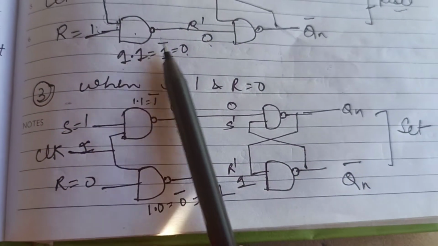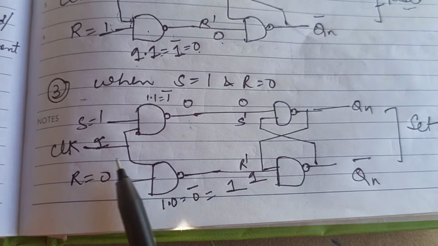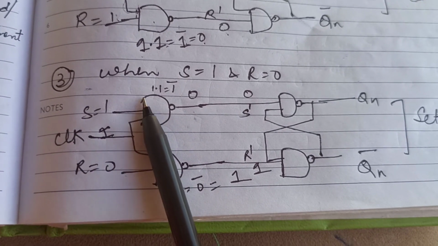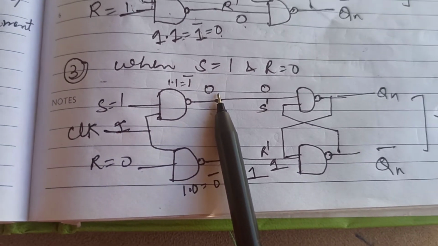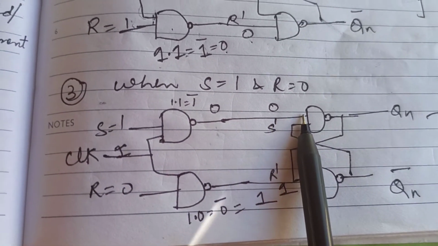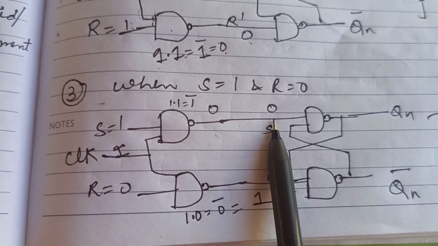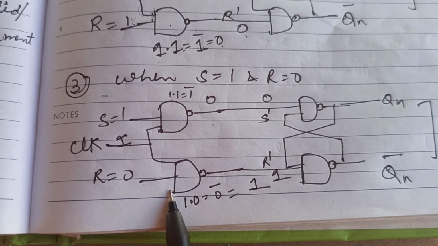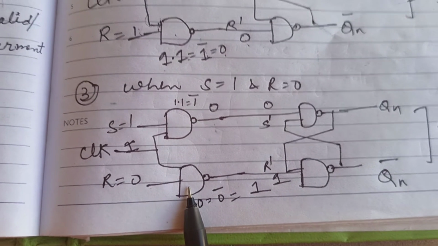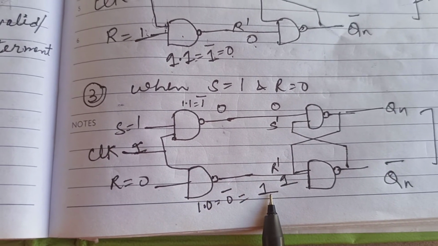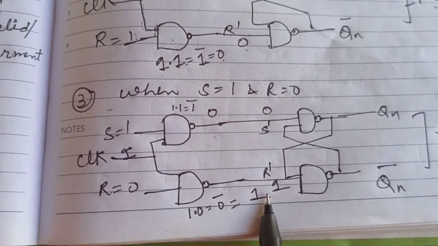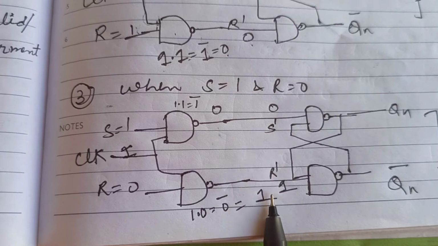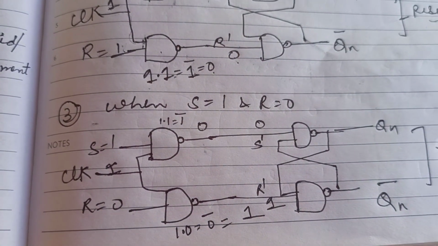Here in the third case, S equals 1 and R equals 0. S equals 1, so we need the second input here. The second input is the clock, which is 1, so 1·1 equals 1, and 1 bar equals 0. This 0 goes to the input of the SR latch, so S dash equals 0. Here R equals 0, and we already know that if one input of a NAND gate is 0, then the output always becomes 1. This goes into the latch, so S dash is 0 and R dash equals 1.